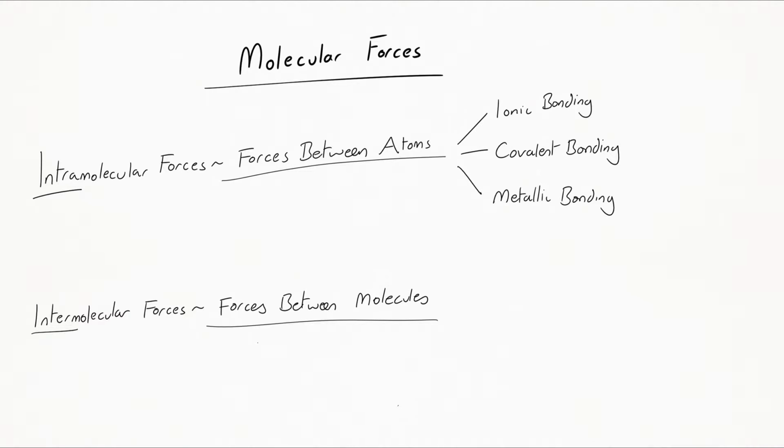For example, a common example would be table salt, which is sodium chloride, formed from sodium and chlorine ions, which join together via ionic bonding.